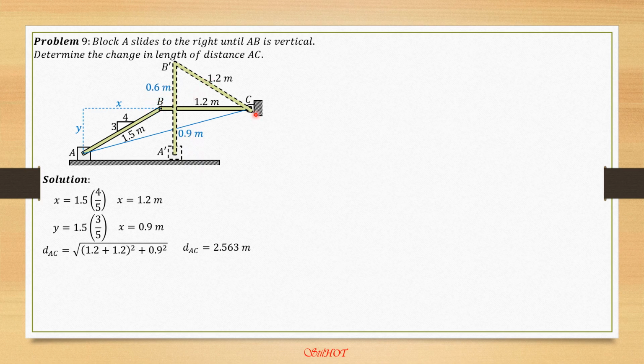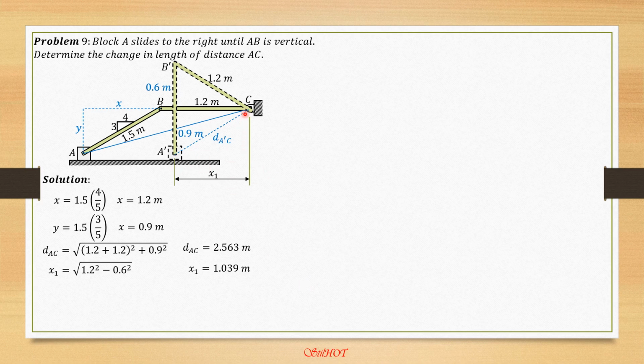So the horizontal distance or horizontal projection in BC prime therefore is x sub 1. And this is the distance A prime C. So the change in length of AC is distance AC minus distance A prime C. But before distance A prime C, let's solve for this horizontal distance, which is x1. And in this right triangle, we apply Pythagoras theorem. X1 is square root of 1.2 square minus 0.6 square. So x sub 1 is 1.039 meters.